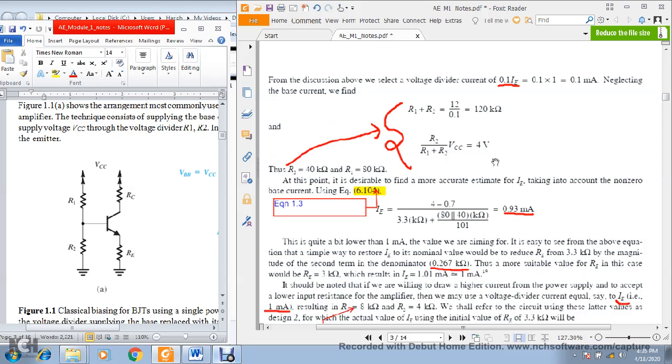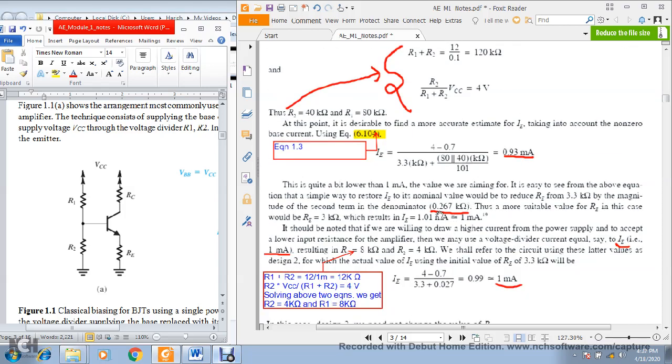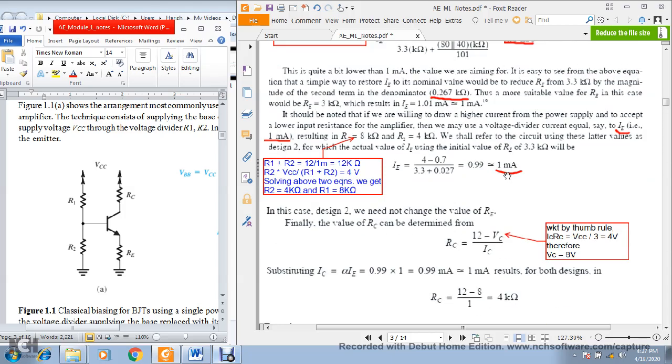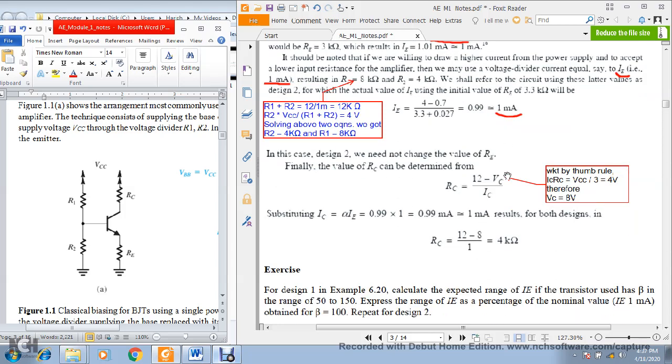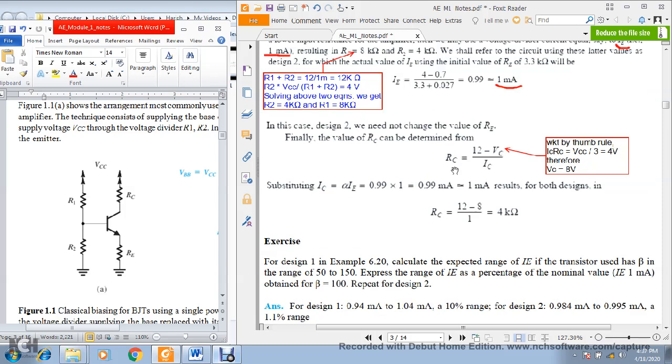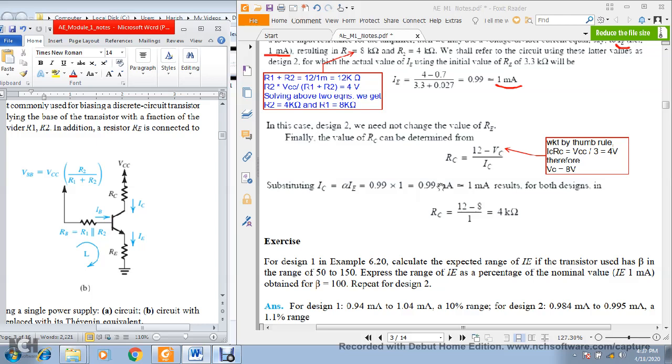So if there is any difference you get here, please follow this method so that you can compensate for it, right? Okay, now we got R1 and R2 for different cases. And RC now, see RC is equal to 12 minus VC by IC. How do you get this?